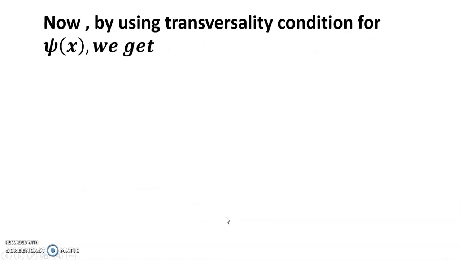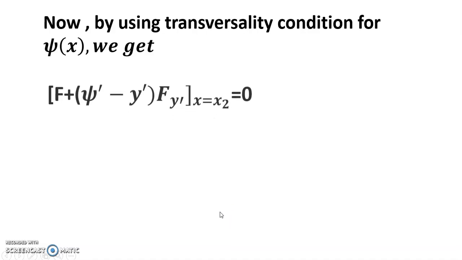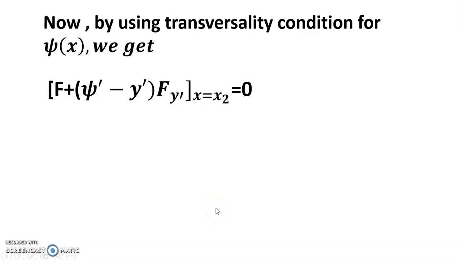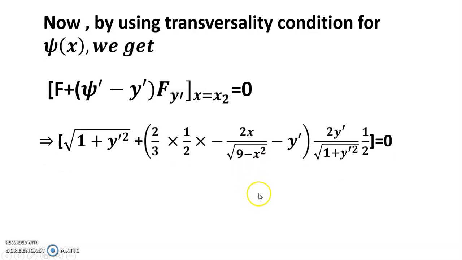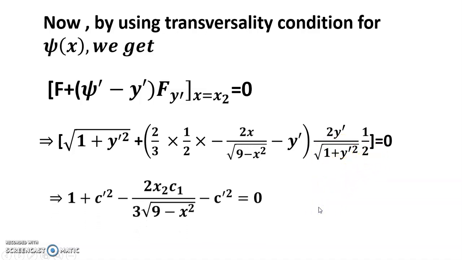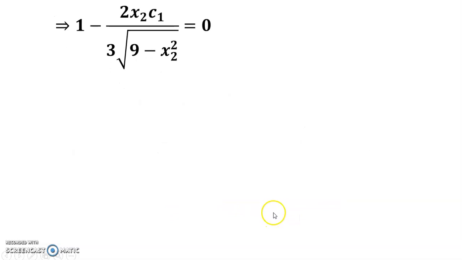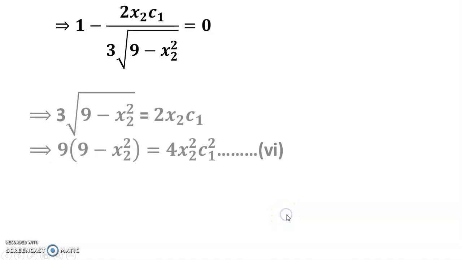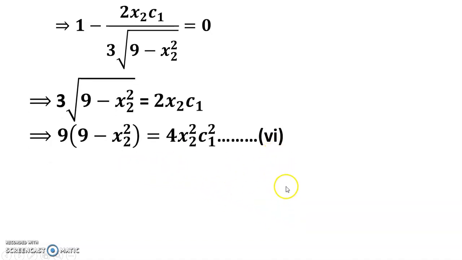And now by using the transversality condition for ψ(x), we get [F + (ψ' - y')F_y'] at x = x2 equals 0. And we get √(1 + y'²) plus 2/3 times half times this, because ψ' = 2x/√(9 - x²). And F_y' is y' divided by √(1 + y'²), and this is a simple derivative. Taking y' = c1, after calculation I get this value: 1 - 2x2c1 and (9 - x2)². This value is equation number 4.